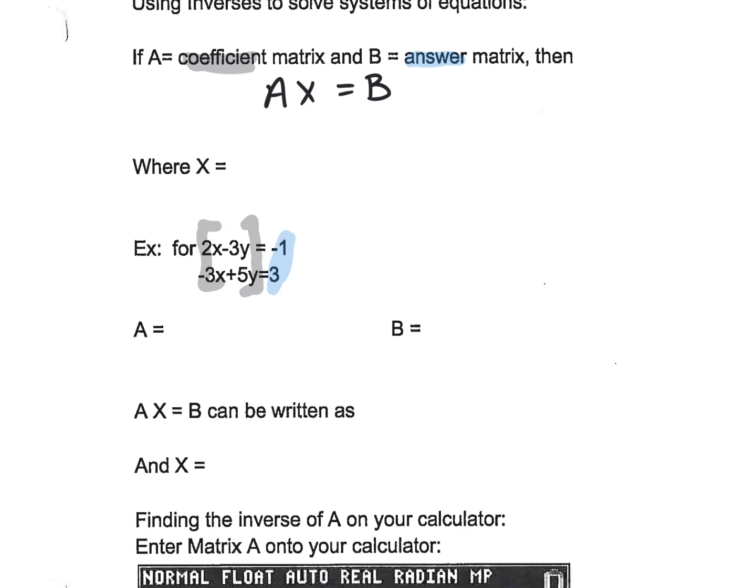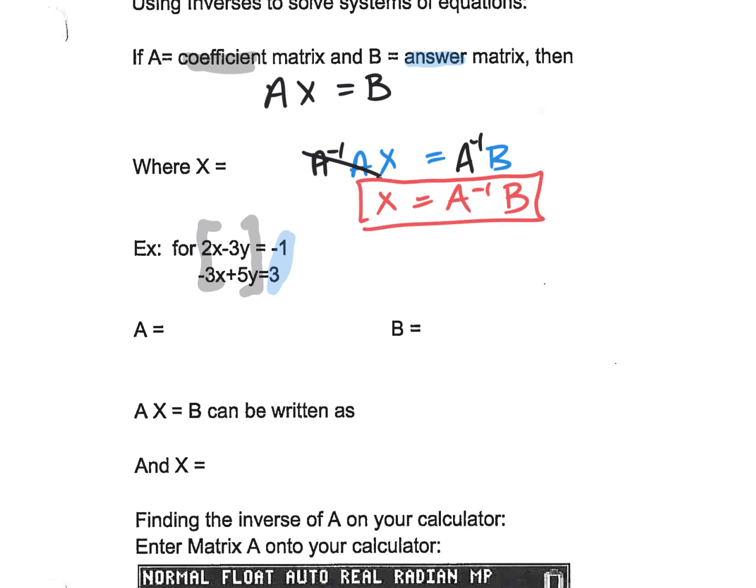So what ends up happening is this. We have AX equals B, and what we do is we put A inverse here, and order does matter. A inverse here, and that's going to go away. So what you notice is that X is equal to A inverse times the answer matrix, doesn't it? I have to be careful about saying solution matrix. So now we can do this using our calculator as well. We just have to put stuff in the right way, okay?